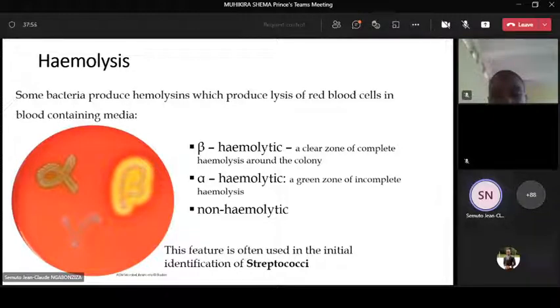While alpha hemolytic have a green zone of incomplete hemolysis. The green zone, not complete hemolysis. And some other bacteria, like this in gamma, are non-hemolytic. These features are mostly used for streptococci. We see that in our systematic bacteriology. When we do identification of streptococci, we really have this criterion as one of the identification features of some streptococci species.